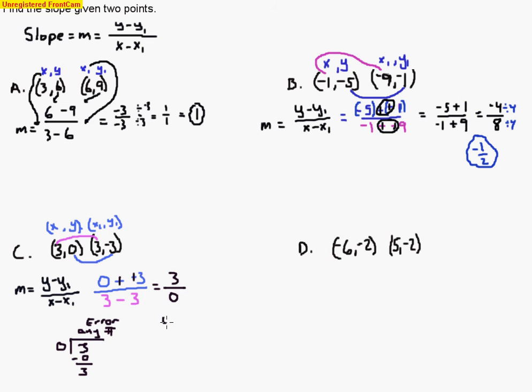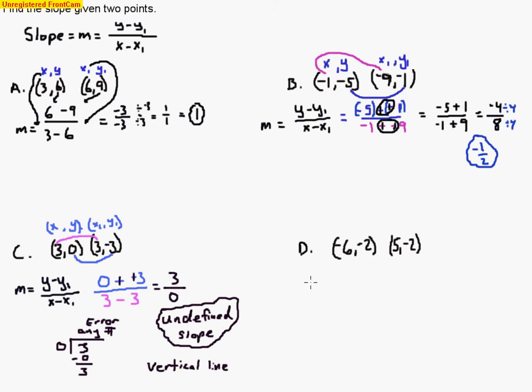So we say we have undefined slope is what we have here. And that would be our answer. Undefined slope. We cannot define it as slope. It doesn't have slope. And so what this is, is a vertical line. Vertical line. And so we write that as undefined slope. Don't have slope in this sense.